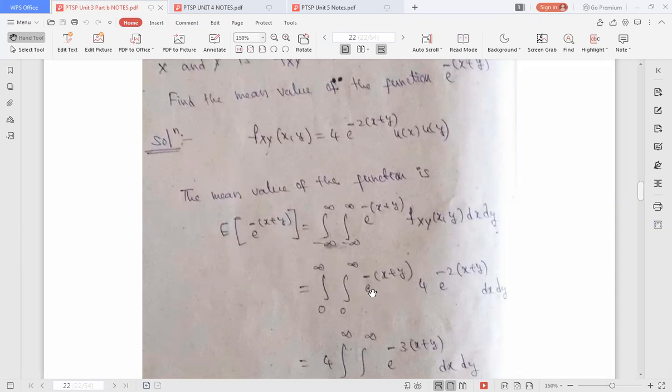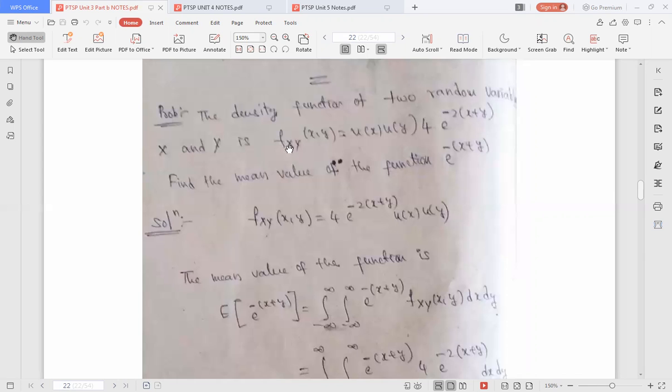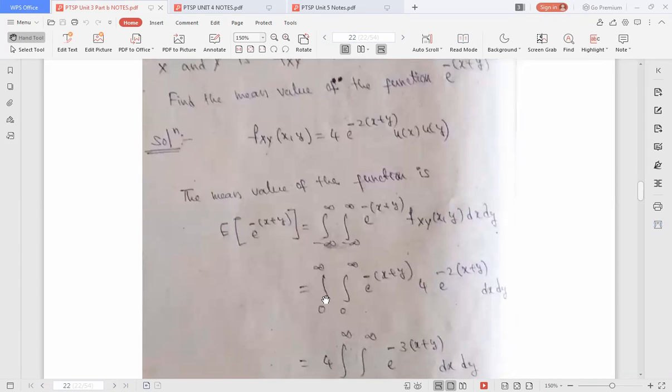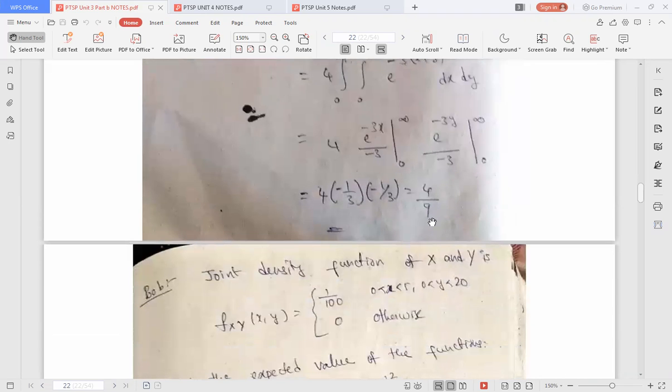Okay. And what is the function here? E power minus x plus y. And just observe the joint probability density function. We have u of x and u of y. U of x means that the x range is only from 0 to infinity, and the y range is also from 0 to infinity. Okay. So that is why we will have the range as 0 to infinity and 0 to infinity, and substitute f xy of x comma y also. Then you do this integration and you find the expected value, the mean value of the given function.